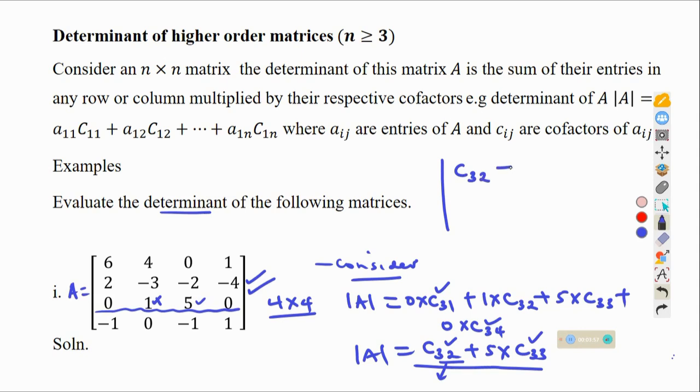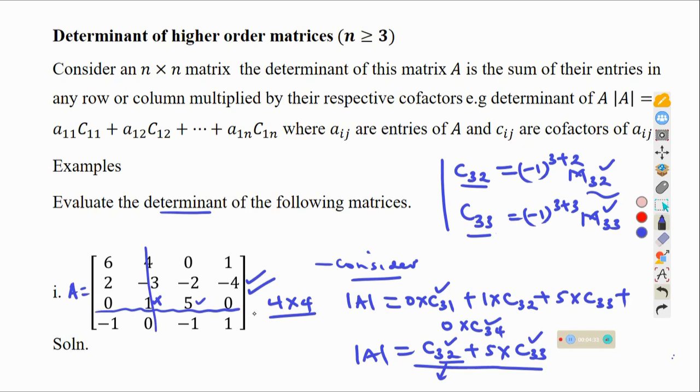3 2. This one here is the same as negative 1 to the power of 3 plus 2 times the minor of 3 2. Then C of 3 3 is the same as negative 1 to the power of 3 plus 3 times the minor of 3 3. So if we are to get the cofactor of 3 3 and the cofactor of 3 2, then we need to know the minor 3 2 and the minor 3 3. But to get the minor 3 2, you will eliminate the third row, second column.